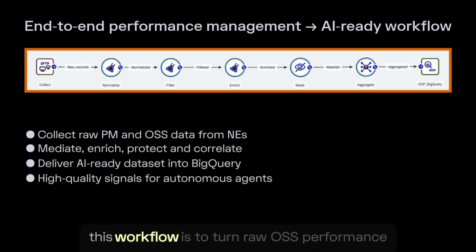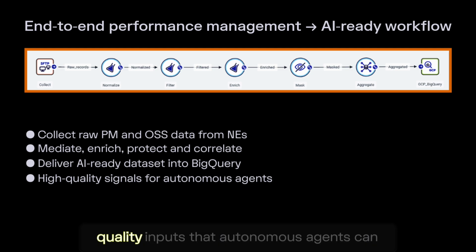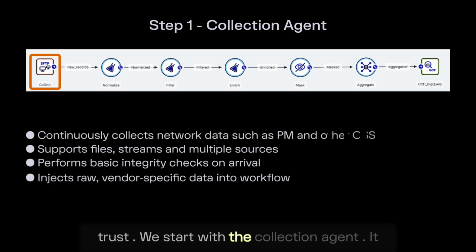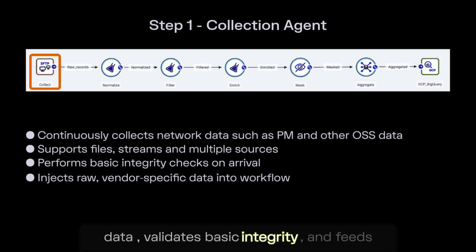The purpose of this workflow is to turn raw OSS performance data into protected contextual AI-ready signals in BigQuery. This converts traditional performance management metrics into high-quality inputs that autonomous agents can trust. We start with the collection agent. It continuously picks up PM files and other OSS data, validates basic integrity, and feeds them into the mediation flow. At this point, data is still raw, vendor-specific, and fragmented.